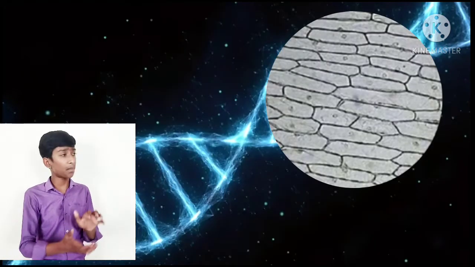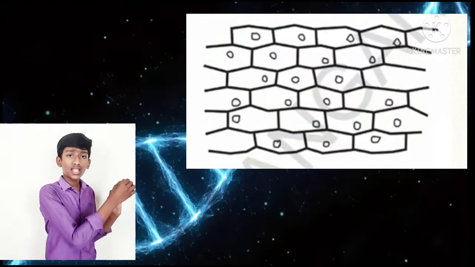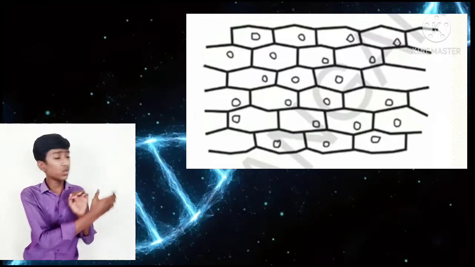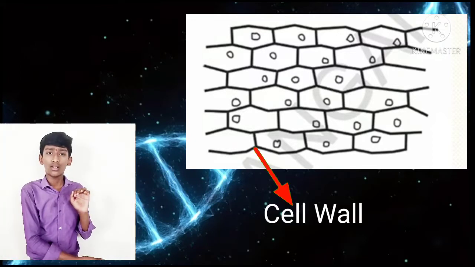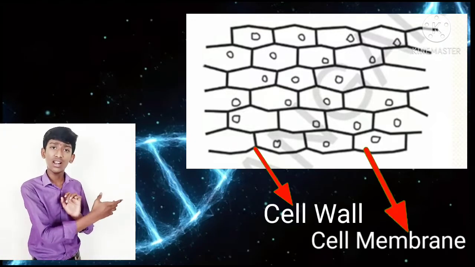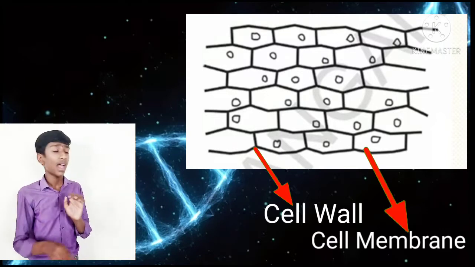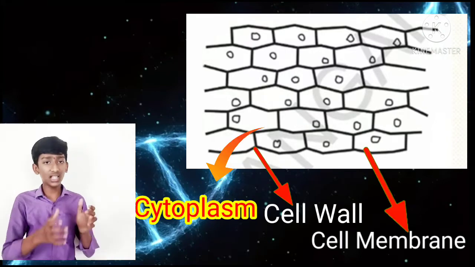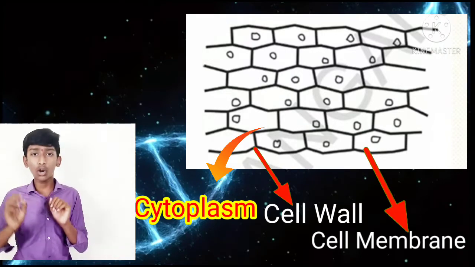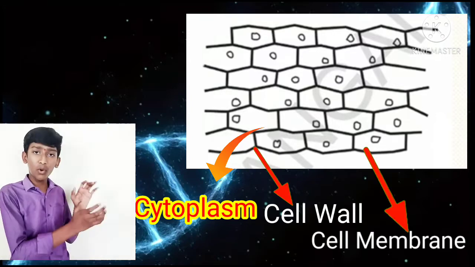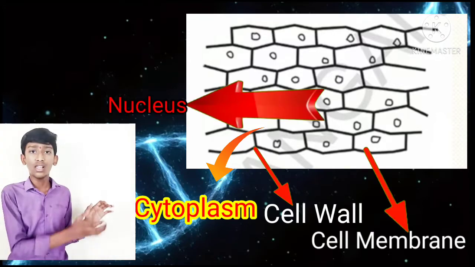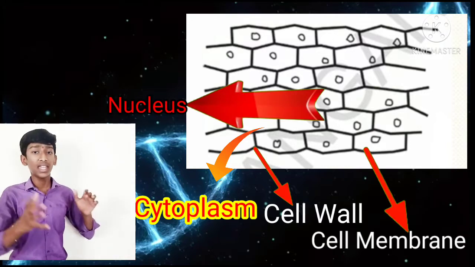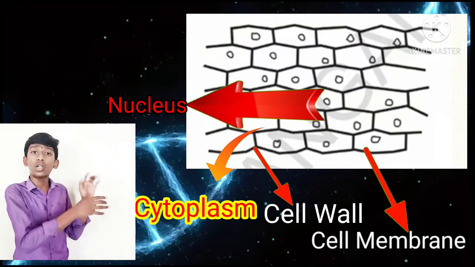Friends, once again observe the plant cells. Here something is dividing the 2 cells. This is called the cell wall, and the edges of the cell are called the cell membrane, and the empty space inside the cell where the other parts of the cell are present is called the cytoplasm. And the most important part of the cell, which is like the brain of the human, is the nucleus, which controls the whole cell. Now that we know the parts of the plant cell, keep this aside.